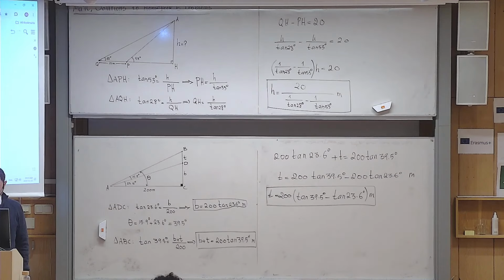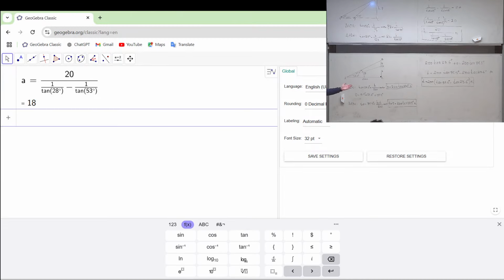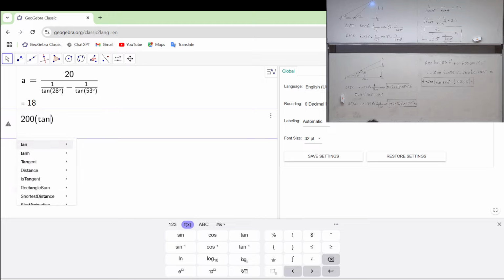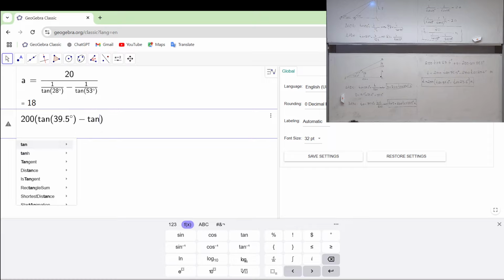GeoGebra is here. Okay, so what should I type here? That number that you see on the board, yes? This number. And very easy, so I just type 200, open a pair of brackets, and I start typing tangent. Usually tangent appears like this. I press enter twice, and then it is ready to type the number. So 39.5, and I told you the algebra view is by default in degrees, but it doesn't hurt if you put the degree sign and then you come outside by the arrow keys, and then you type tangent again.